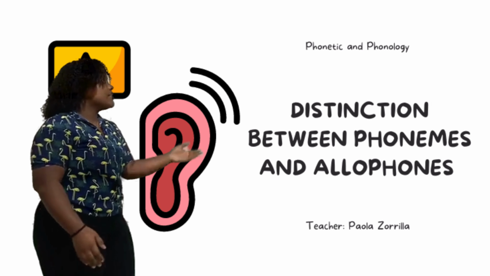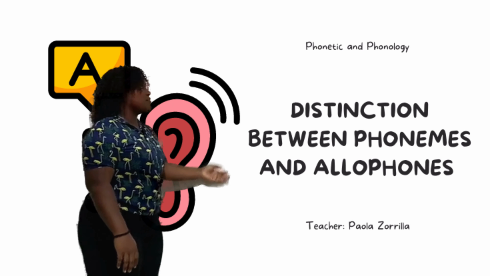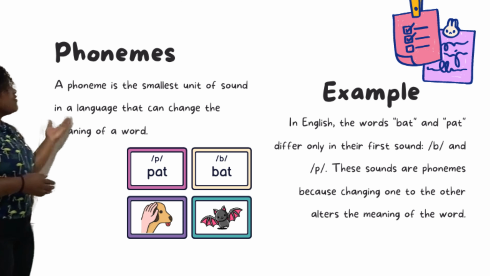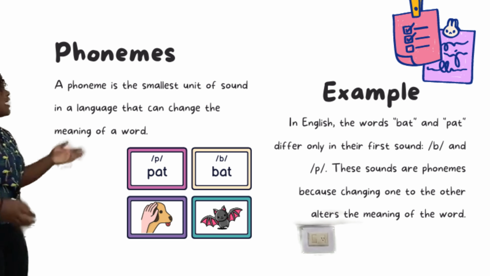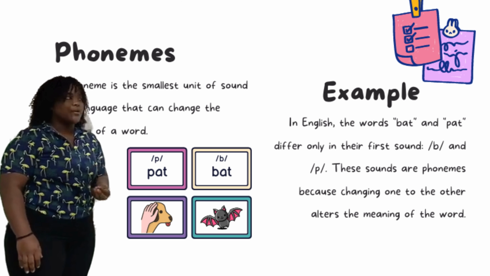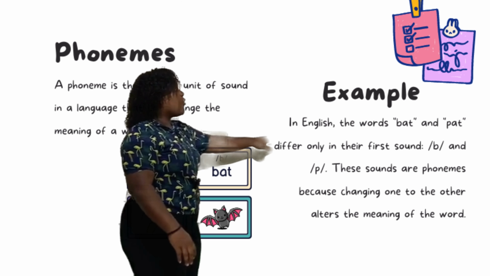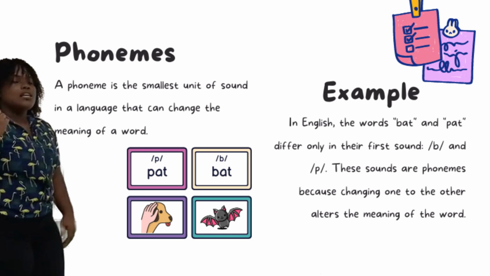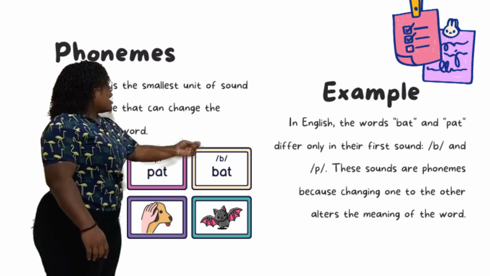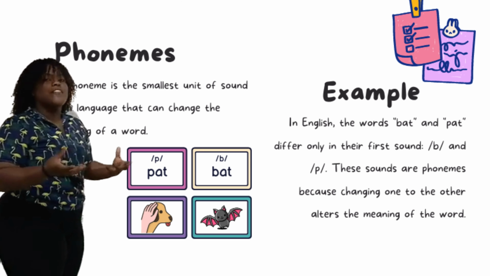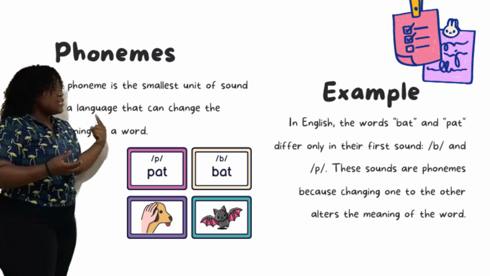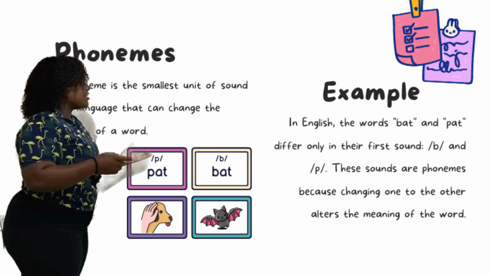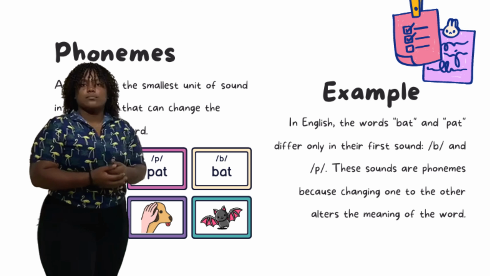You guys don't understand the difference between phonemes and allophones? Distinctions between phonemes and allophones. Alright. A phoneme is the smallest unit of sound in a language that can change the meaning of a word. For example, in English, the words "bad" and "pat" differ only in their first sound, B and P. These sounds are phonemes because changing one to the other alters the meaning of the word.